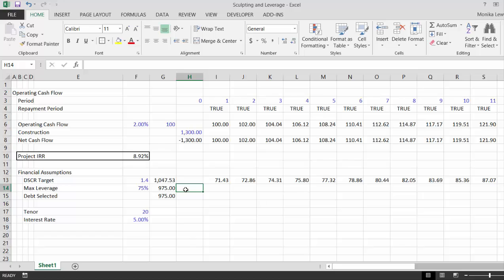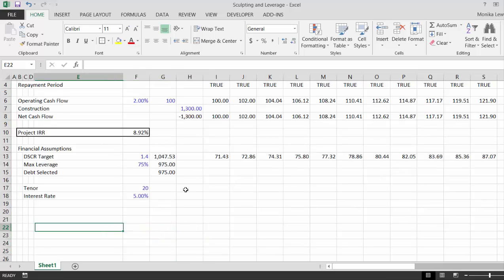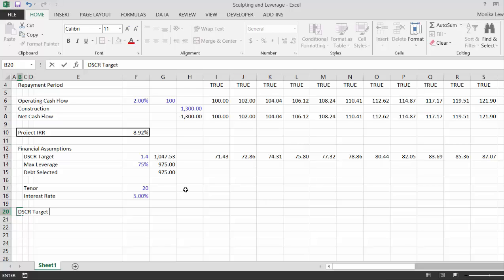Okay, I think I'm back, and this has been a very often interrupted approach here. Now, when we do this, I'm going to do it two ways. First, I'm going to make a DSCR target balance, and then we'll also make a maximum leverage balance.